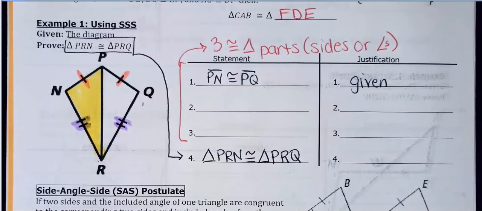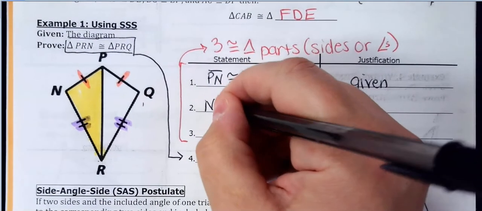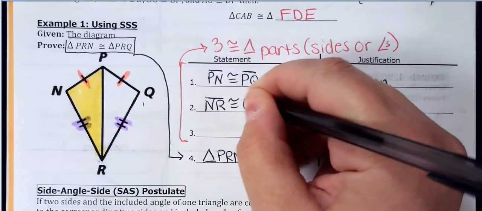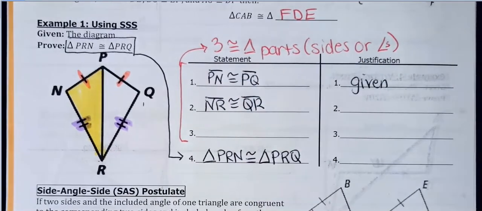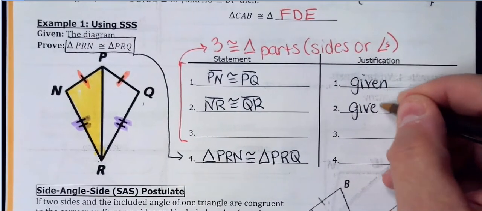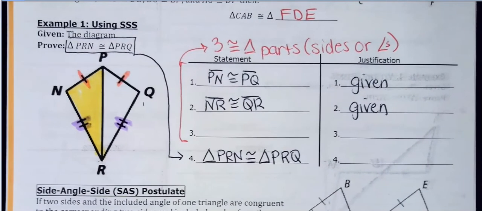Okay, it doesn't matter what order they come in, but they also give you N to R and Q to R. They give you those as being congruent. Again, that's just given to me, just marked in the picture by the double hash mark. Now I don't have anything else marked in the diagram, so I need another set of triangle parts.